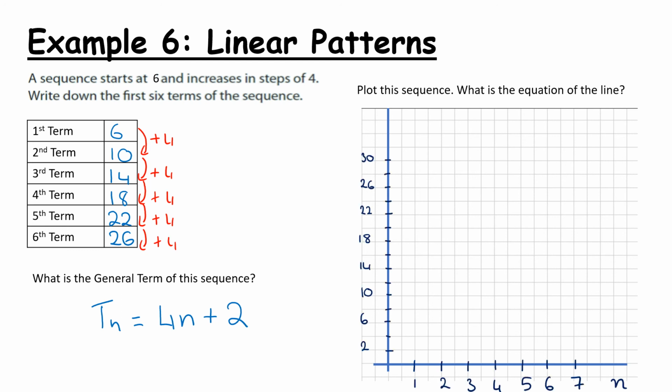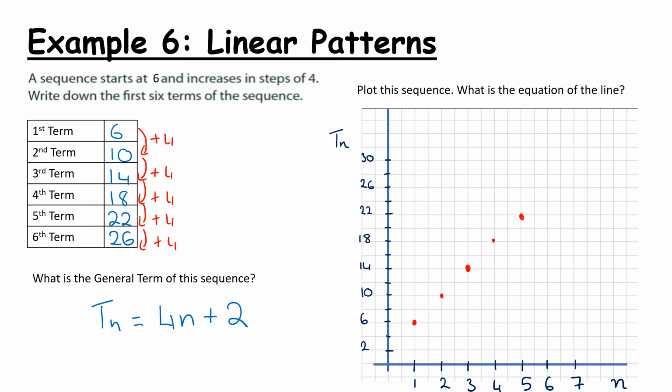So I've just quickly filled in my two axes. On the x-axis, we have n, so that will be first term, second term, third term, and so on. And on my y-axis, that gives me Tn, so the actual answer. So the first term is 6, so I plot this point here. The second term is 10. The third term is 14. The fourth term is 18. The fifth term is 22. The sixth term is 26. And that's as far as we've gotten.